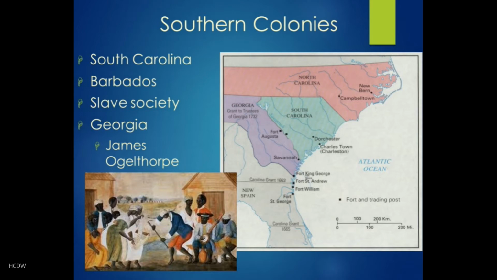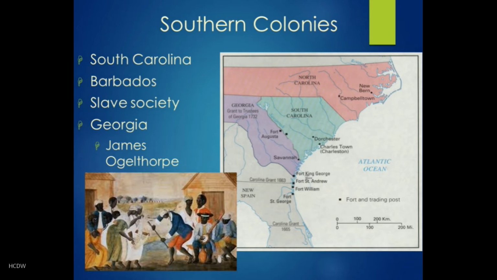The last of the original colonies to be settled was Georgia. It was created to serve initially as a barrier between Spanish Florida and the English colonies. It was also intended as a safe haven for growing numbers of innocent people in debtors' prison. It was established in 1732 by a land grant to James Oglethorpe.